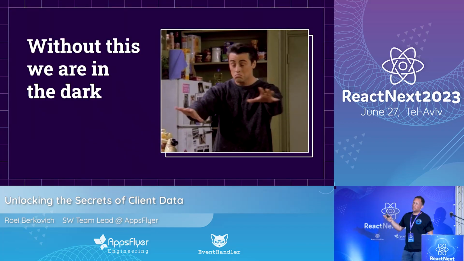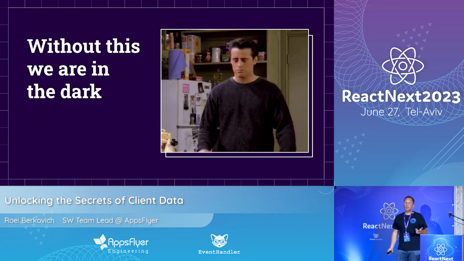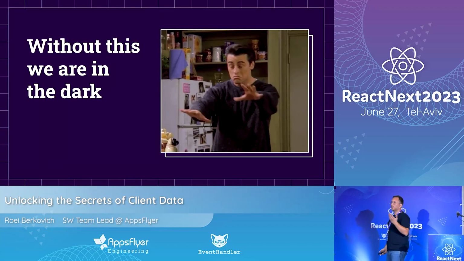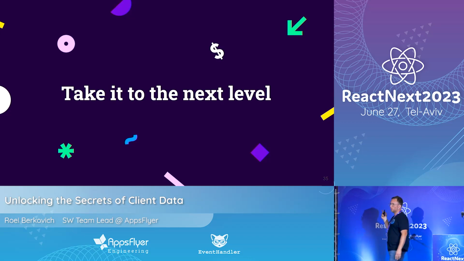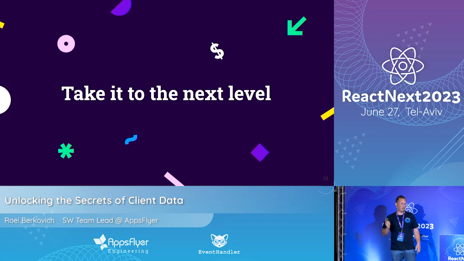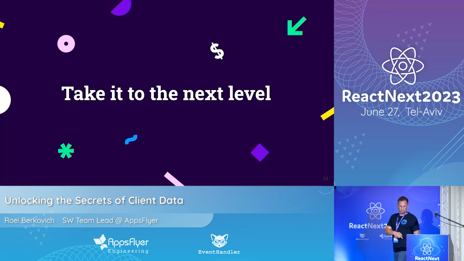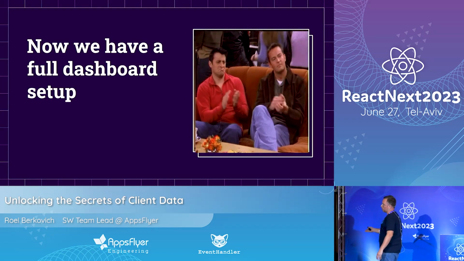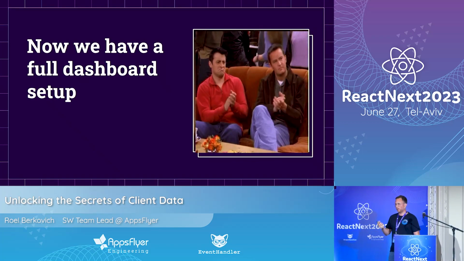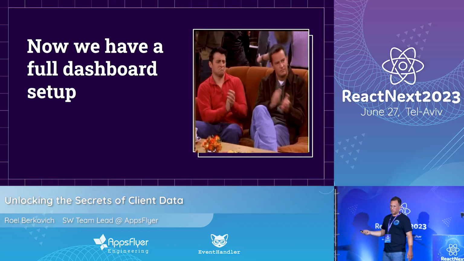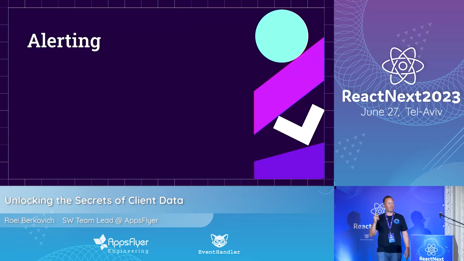So, bottom line, without everything we just saw, we are in the dark. We can't tell if our users are facing any issues and if they have problems. And of course, we want to take it to the next level. Now that we have a full dashboard setup, and we customize everything, and we send custom events, and we fix the problems we have, we want to be proactive. We want to send alerts based on our metrics and dashboard.